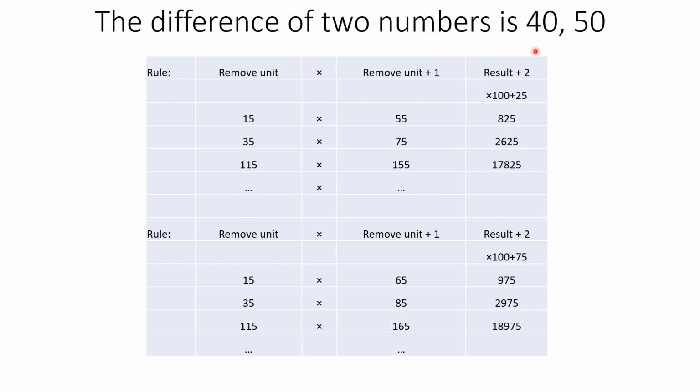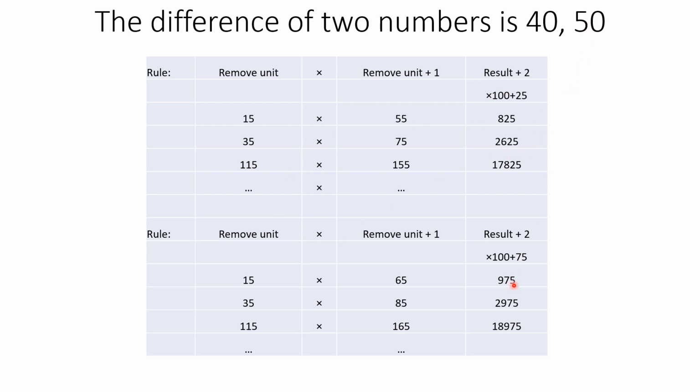When the difference is 40, it ends with 25. When the difference is 50, it ends with 75. Right? So with 40, it's the same thing, but it's a result plus 2. So now it's, for example, 15 times 55, right? Remove the 5's. 1 times 5 plus 1, 6. 1 times 6 plus 2, so 8, 825. 35 times 75, remove the 5's. 3 times 7 plus 1, 3 times 8, so 24. Add 2, 26, 25. So see, every time it's a bit different.